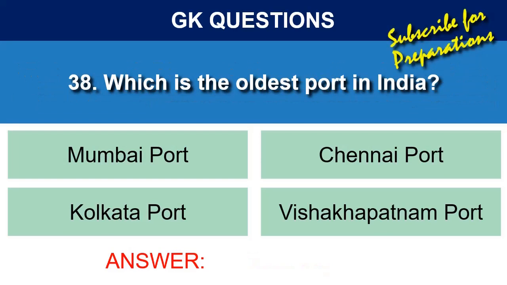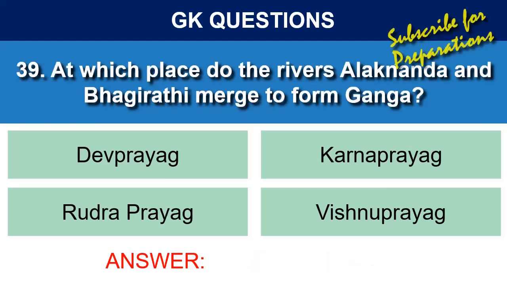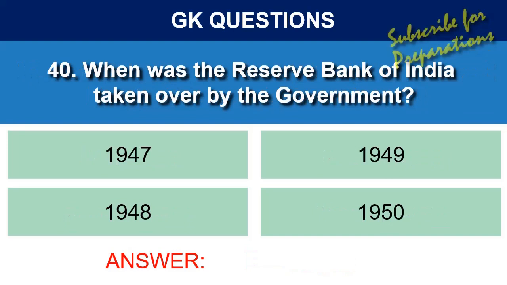Which is the oldest port in India? Chennai port. At which place do the rivers Alakananda and Bhagirathi merge to form Ganga? Devaprayag. When was the Reserve Bank of India taken over by the government? 1948.